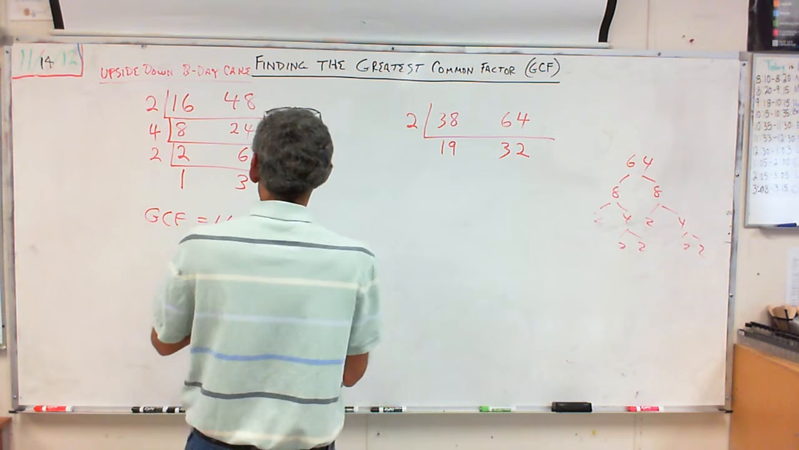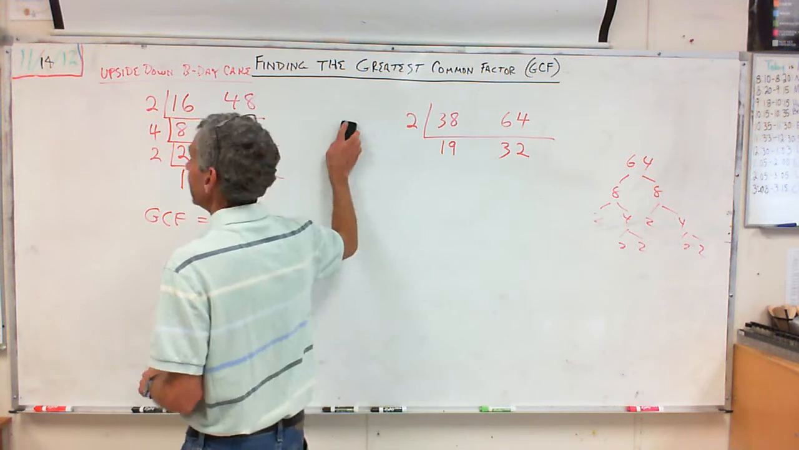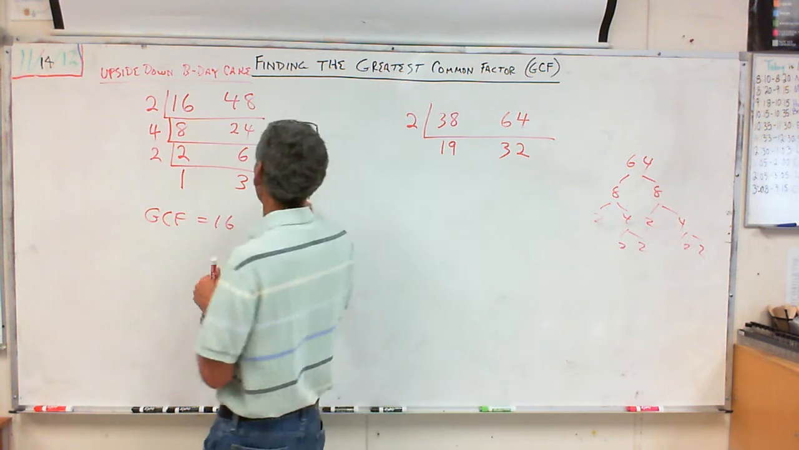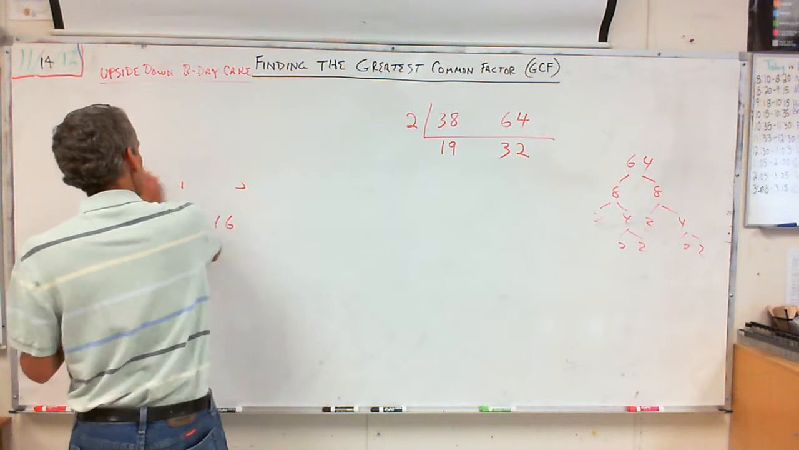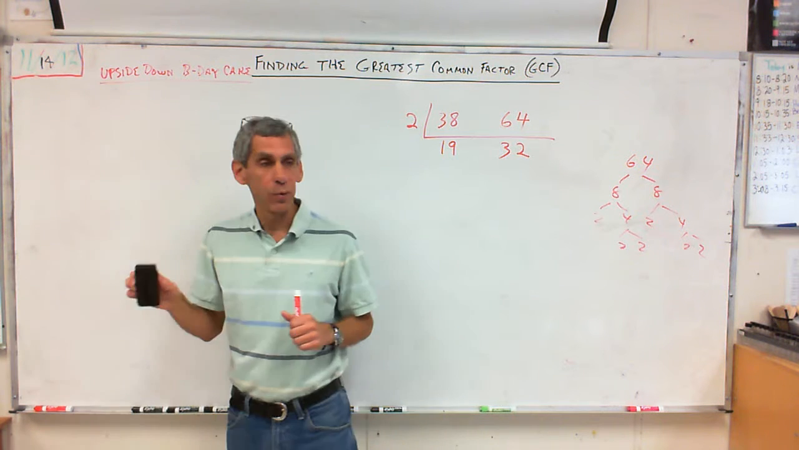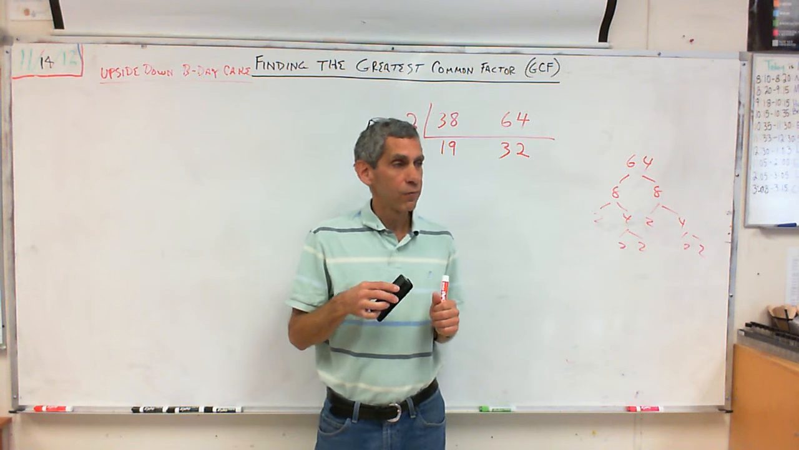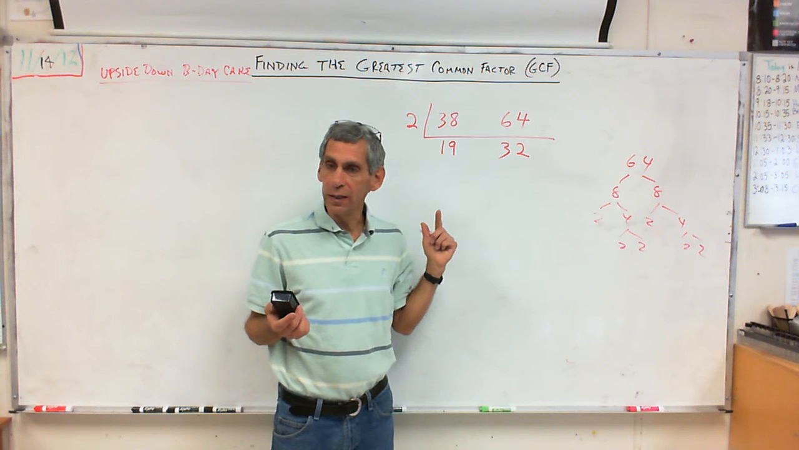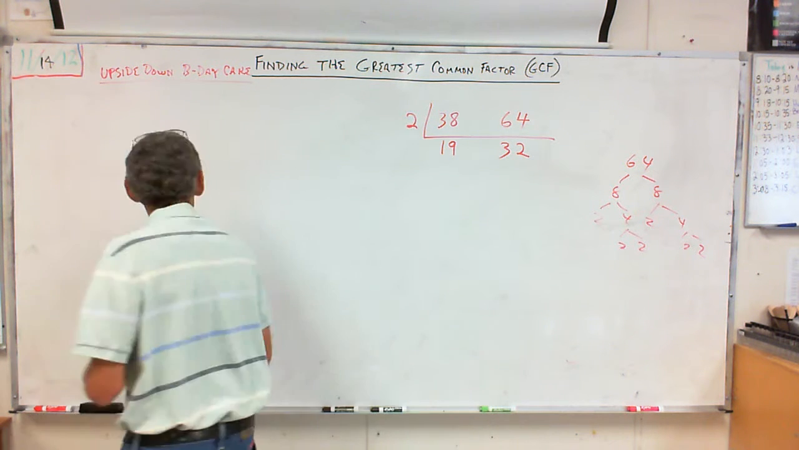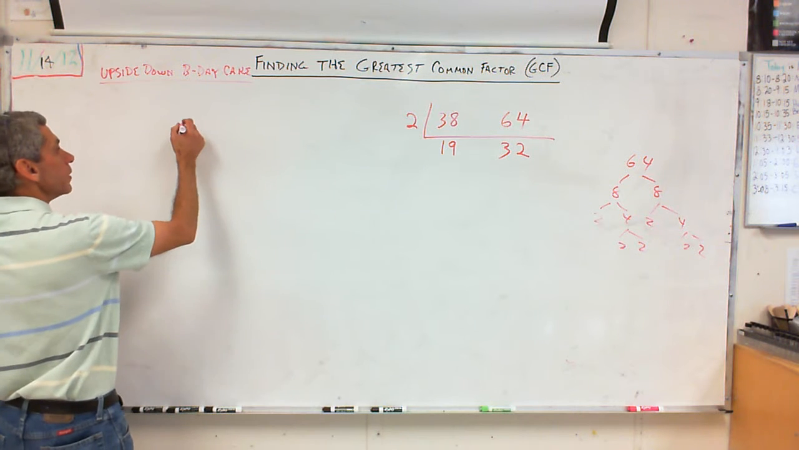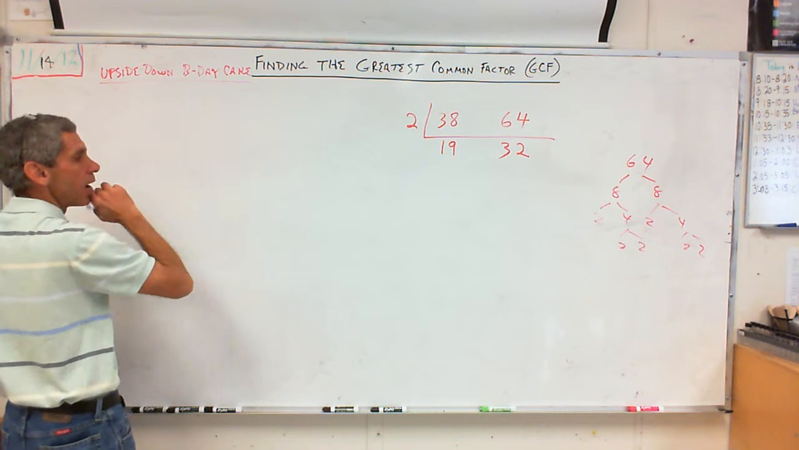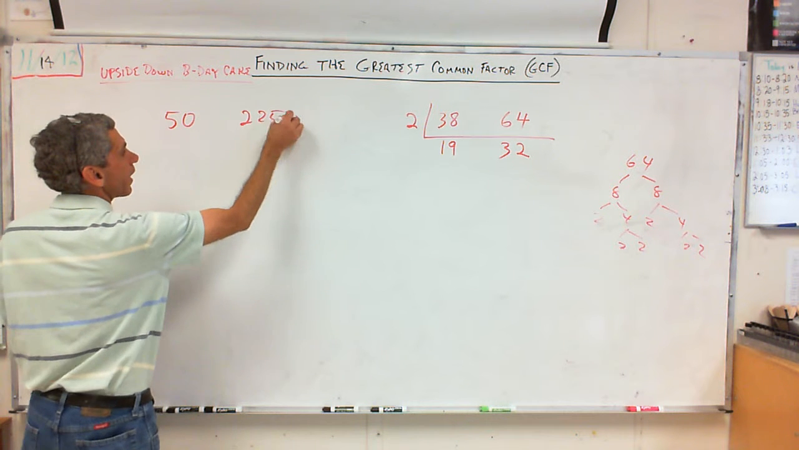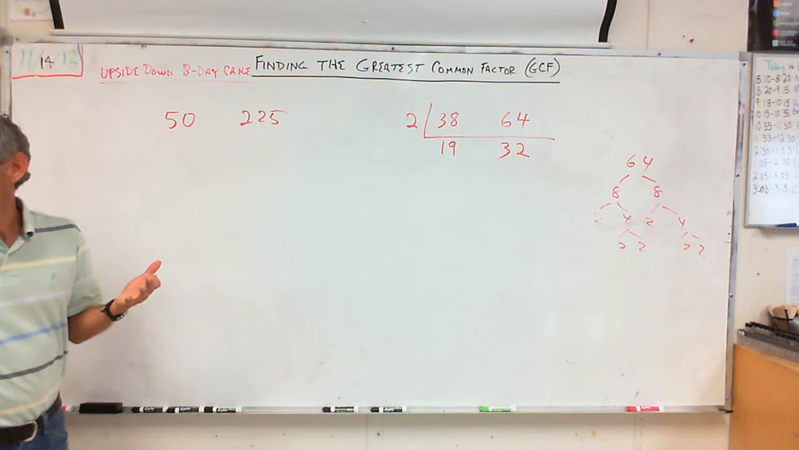All right. So now let's look at finding a greatest common factor with a variable. Now, I'm not suggesting you're going to use this upside down birthday cake method forever. I think you will use it sometimes. You'll use it when you need it. Like if I gave you 50 and 225, I don't know what that is.